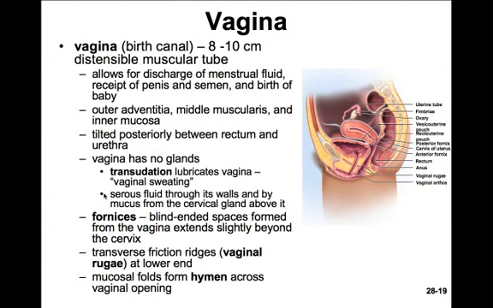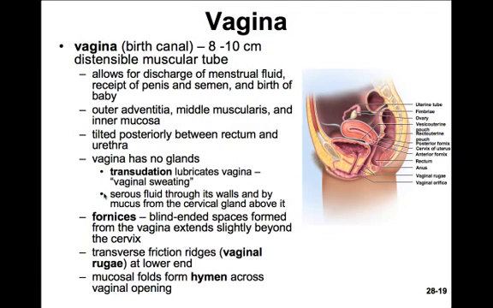So now we move into part 2 of the female reproductive anatomy, looking at the vagina. The vagina is the birth canal. It's about 8 to 10 centimeters of distensible muscular tube. It allows for discharge of menstrual fluid, the receipt of penis and semen, and the birth of a baby.